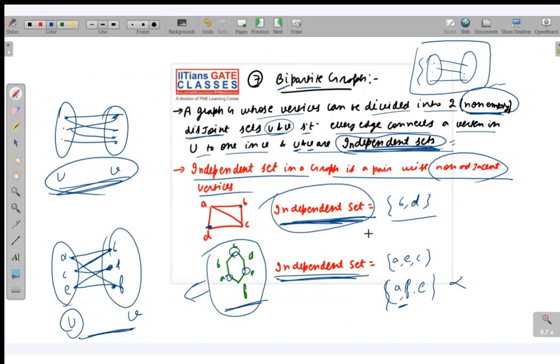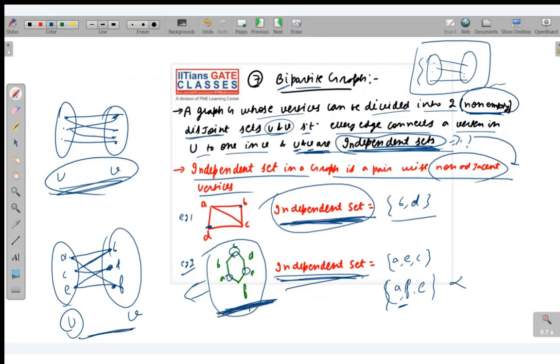So in the definition, we were saying every edge connects a vertex in U to one in V, and U and V are independent sets. So what do you mean by independent set? I have explained it here. I have given you two examples, example 1, example 2, to show what exactly an independent set is. And now I have proven why this is a bipartite graph.